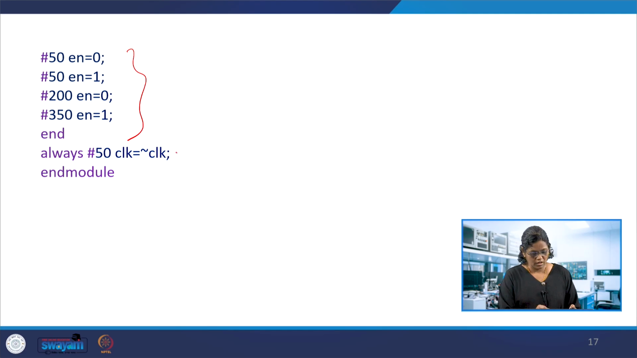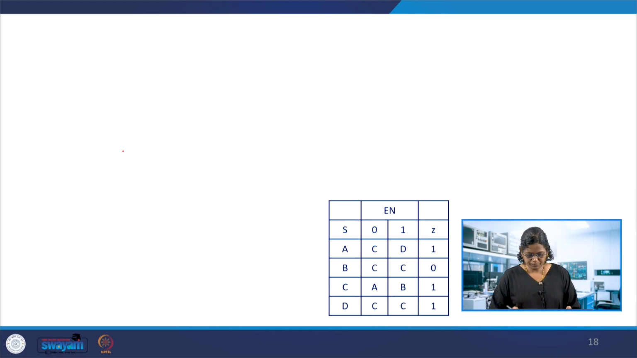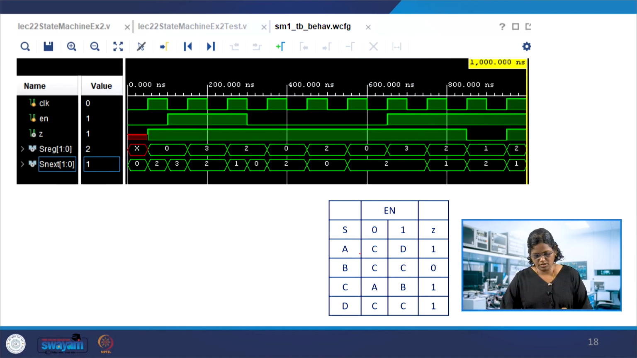Do not forget to generate the clock with always #50 clock equals not clock. This is a 100 nanosecond clock. It can be of your choice. And then, given the table, the waveform editor, the table we had got. So the clock edge can be marked, and then the passage of the clock we are using.